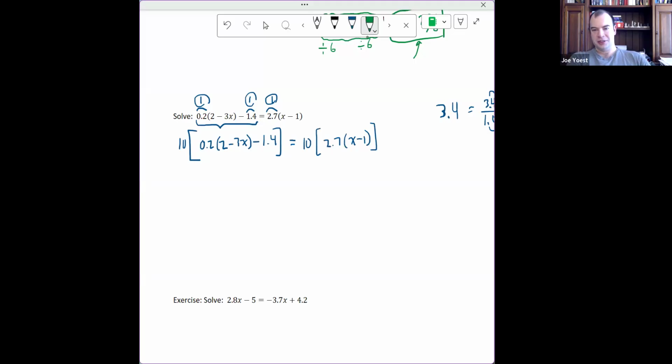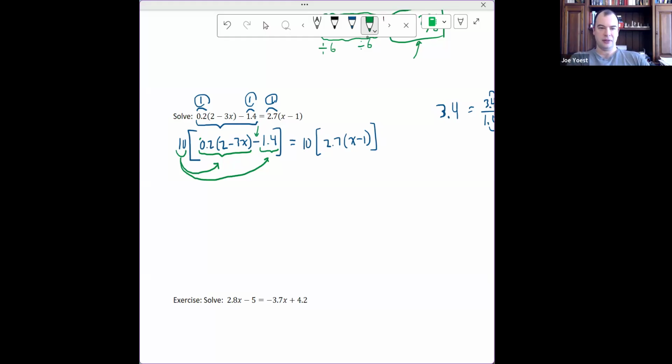On the left-hand side, I see I have 2 terms. This 10 needs to distribute into these 2 terms that are connected by this minus sign. That parentheses kind of cordons that 2 minus 3x off. So that minus doesn't create more terms because the 0.2 is still out in front there.